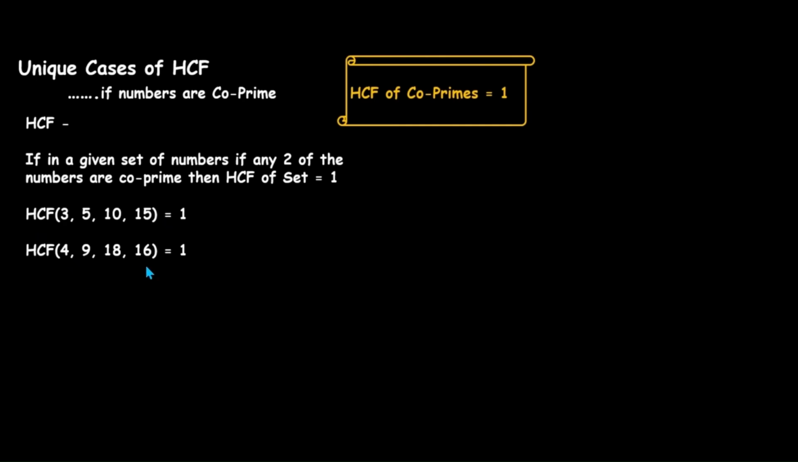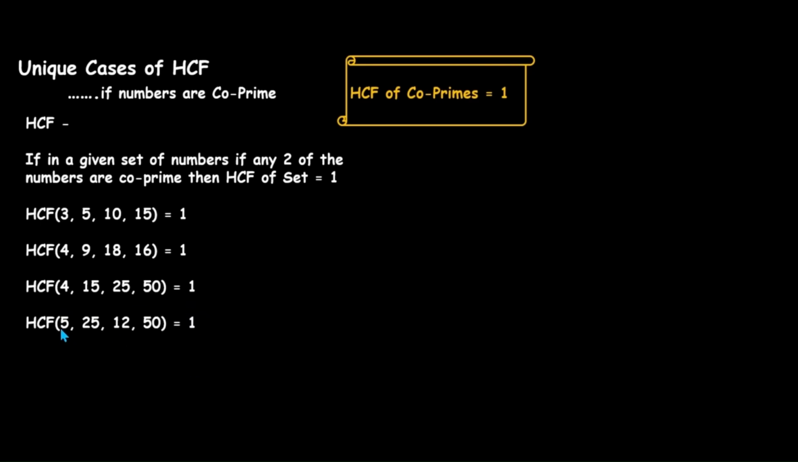Here is another example: 4 and 9. Though 4 is a factor of 16 and 9 is a factor of 18, we need not do the prime factorization and then calculate HCF. 4 and 9, if we can spot them as co-primes, then the HCF of the entire group of numbers will become 1. Similarly, here 4 and 25 are co-primes. So though 5 is a factor of 15, 25 and 50, we need not look further, as 4 and 25 are co-primes, so the HCF of the entire set would be 1.